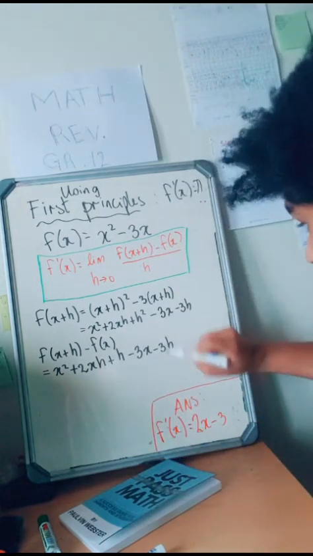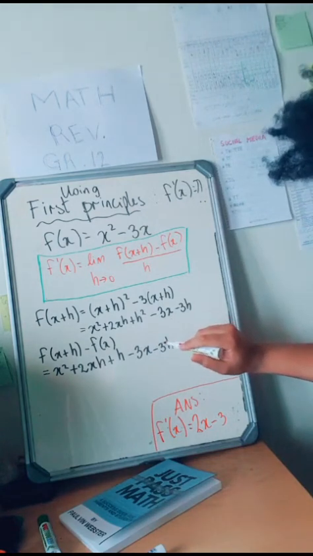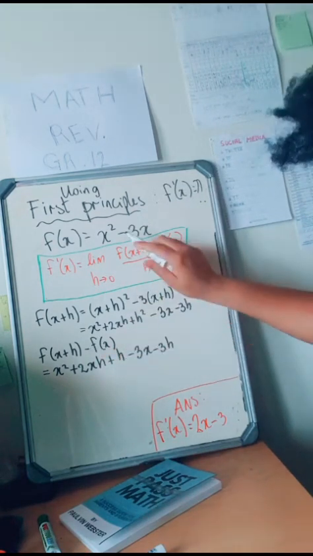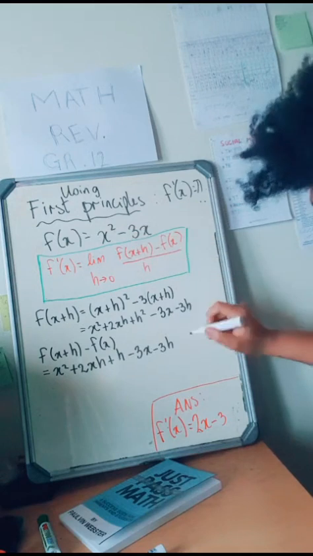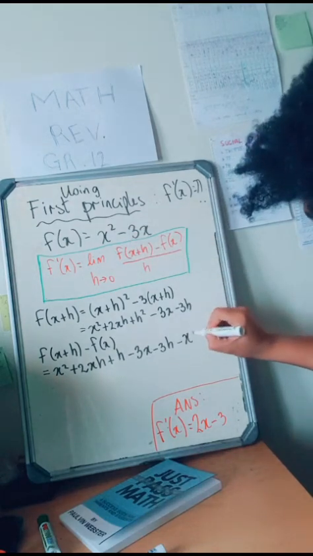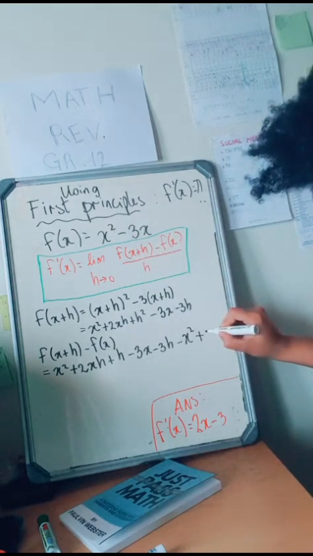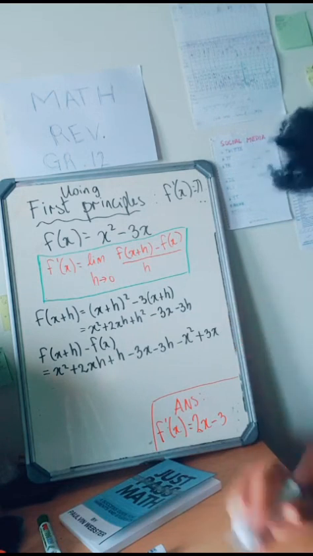Okay, so it's a minus. So minus multiplied by this whole thing is going to be minus x squared plus 3x.